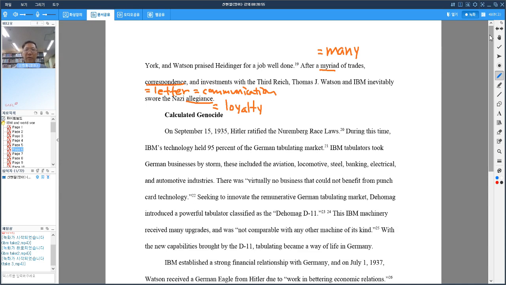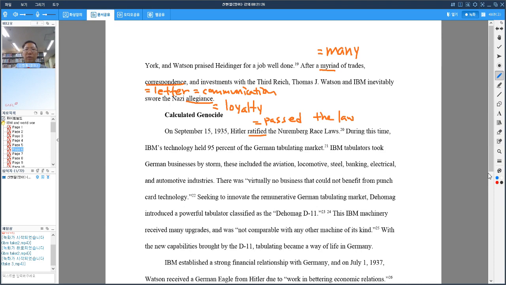Okay, so on September 15th, 1935, Hitler ratified the Nuremberg race law. On this day, September 15th, he passed the Nuremberg race law. And during this time, IBM technology held 95% of the German tabulating market. So IBM almost monopolized the German computing market.